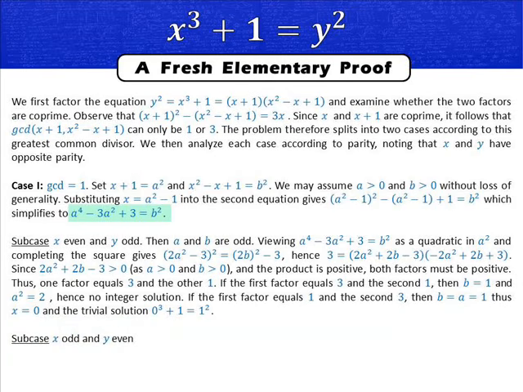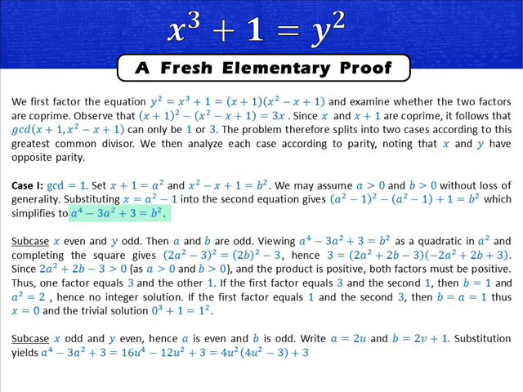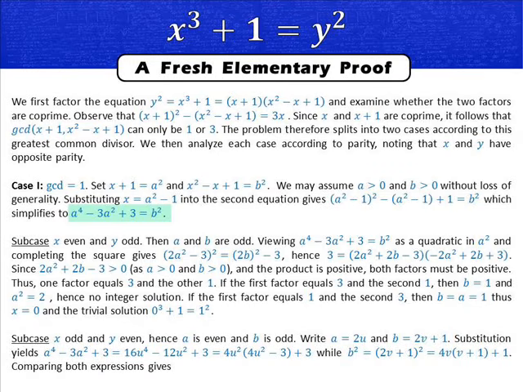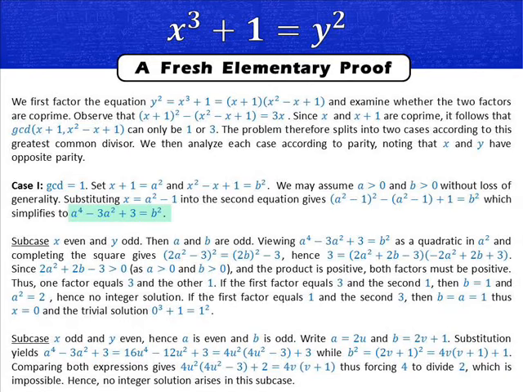Subcase x odd and y even. Hence, a is even and b is odd. Write a as 2u and b as 2v plus 1. Substitution into the equation yields 4u squared times (4u squared minus 3) plus 3 on the left-hand side, while b squared equals 4v times (v plus 1) plus 1. Comparing both expressions gives an equation of the form 4a plus 2 equals 4b, thus forcing 4 to divide 2, which is impossible. Hence, no integer solution arises in this subcase.